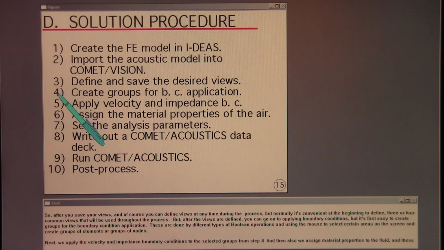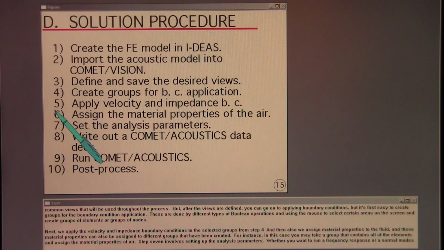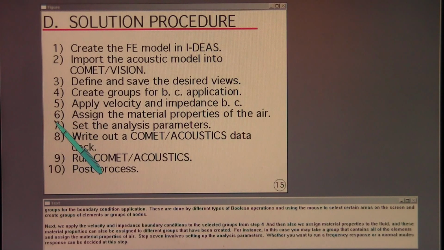After the views are defined, you can go on to applying boundary conditions, but it's first easy to create groups for the boundary condition application. These are done by different types of Boolean operations and using the mouse to select certain areas on the screen and create groups of elements or groups of nodes. Next, we apply the velocity and impedance boundary conditions to the selected groups from step 4. And then we also assign material properties to the fluid, and these material properties can be assigned to different groups that have been created.